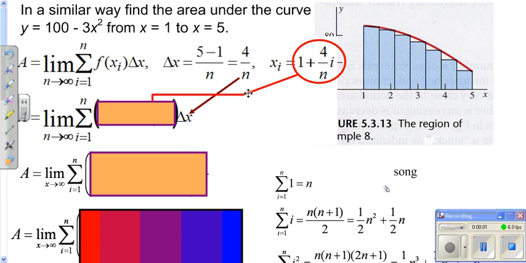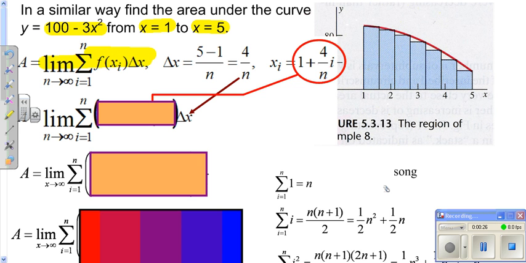Well, we're going to go ahead and find the exact answer for the area underneath our curve of 100 minus 3x squared. We're going to look for our area between x being 1 and 5 on that curve. Now, it's estimated with these rectangles over here, but we want to find the exact value. So here's our formula that we want to use.